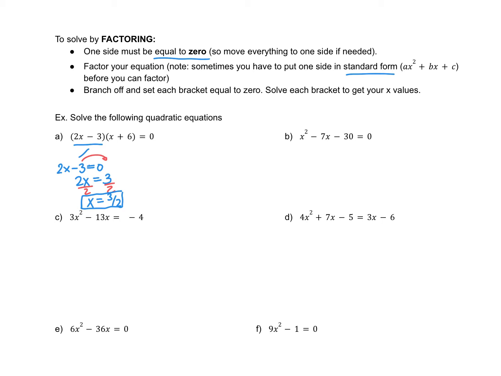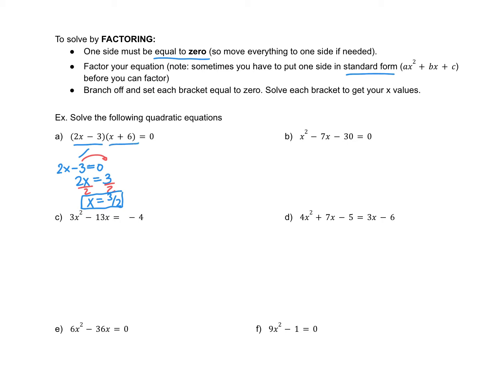So that means if I put 3 over 2 into this equation, on the left side, the first bracket will be 0. The second bracket will be about 7.5. But it doesn't really matter because the minute one bracket is equal to 0, 0 times anything is 0. So left side will equal right side. So that's one potential option.